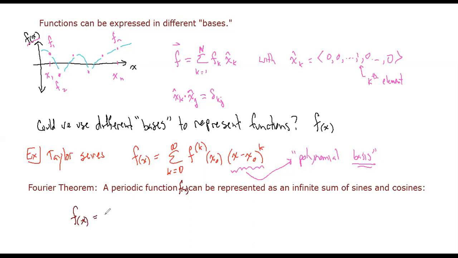So f of x equals a naught over 2. There are also different ways of writing this. I think this is one of the clunkier ways, but at the very least it parses out all the terms, so it's easier to look at first and see what's going on. So you have an infinite number of cosines, and each one has its own personal coefficient, which tells you how much of that particular wiggle to use. And we have an infinite number of sines.